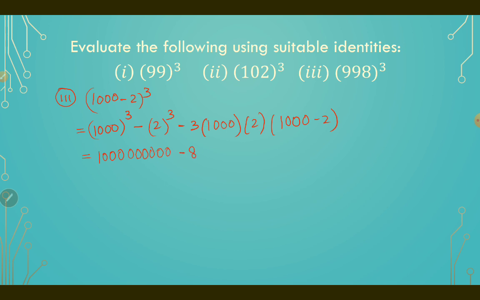Minus 8 minus 6000 into 1000 minus 2. So that is nothing but 994011992.